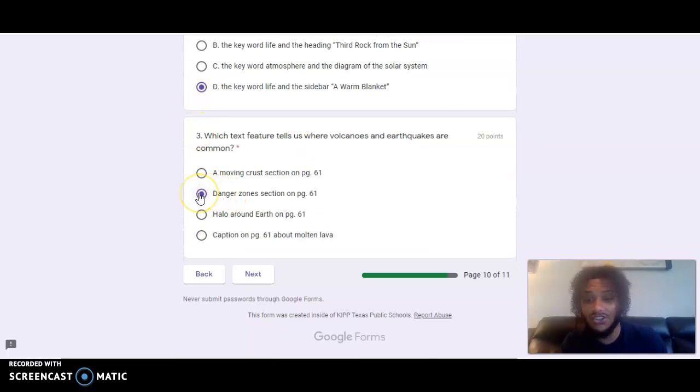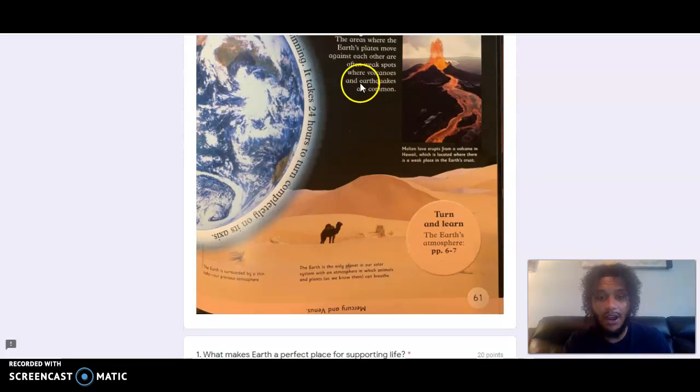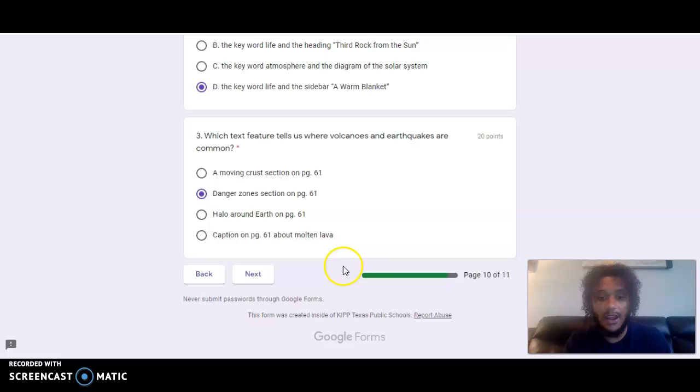Where are the danger zones, right? Those are the danger zones. That's where it's scary to go. So that's how we know that that's the answer to where volcanoes and earthquakes are common, because they're found in these danger zones. And they are common. It says that right in the text.